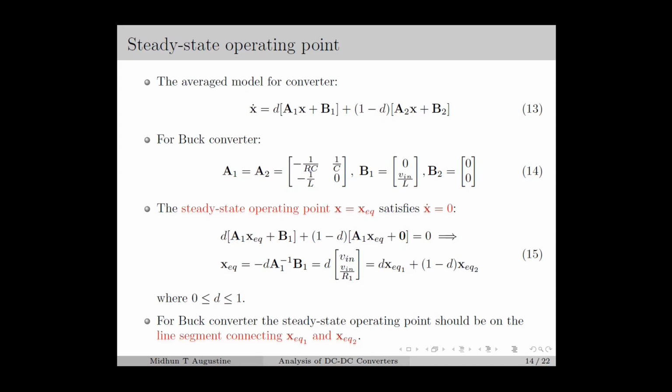We have xeq2 is equal to 0 for buck converter. So this final expression is basically equal to d into xeq1. Here we can also observe that for the buck converter, the steady state output voltage, which is equal to the steady state value of x1, equals d times Vin, which is basically the defining relation for the buck converter. And by varying the duty ratio d between 0 and 1, we can obtain any voltage between 0 and Vin as the output voltage of the converter.